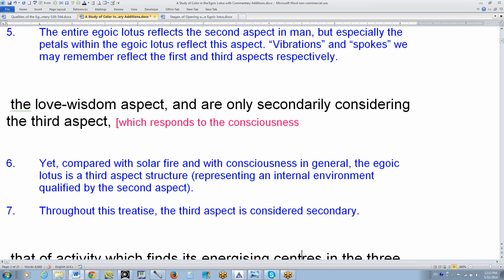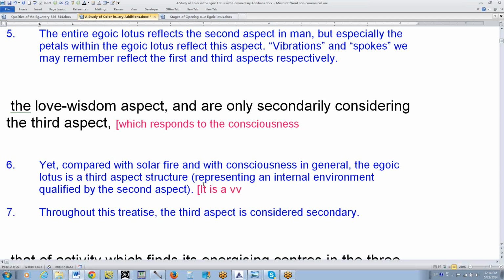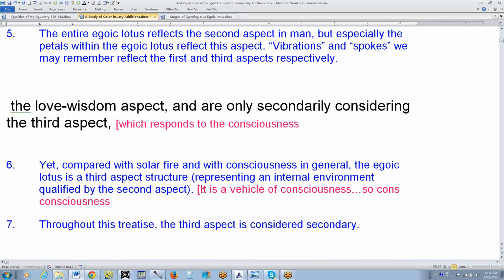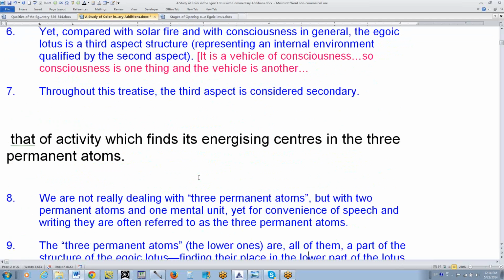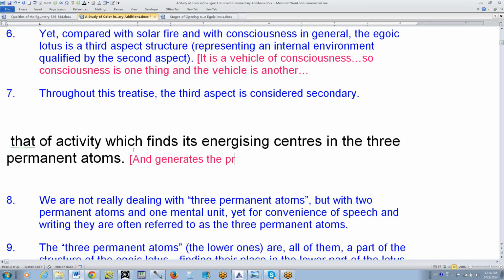I say further here that compared with solar fire and with consciousness in general, the Egoic Lotus is a kind of third aspect structure representing an internal environment qualified by the second aspect. I mean, it is a vehicle. It is a vehicle of consciousness. So consciousness is one thing, and the vehicle is another. But throughout the treatise, the third aspect is considered secondary. So the love-wisdom aspect, and we are only secondarily considering the third aspect, that of activity which finds its energizing centers in the three permanent atoms and generates the personality.